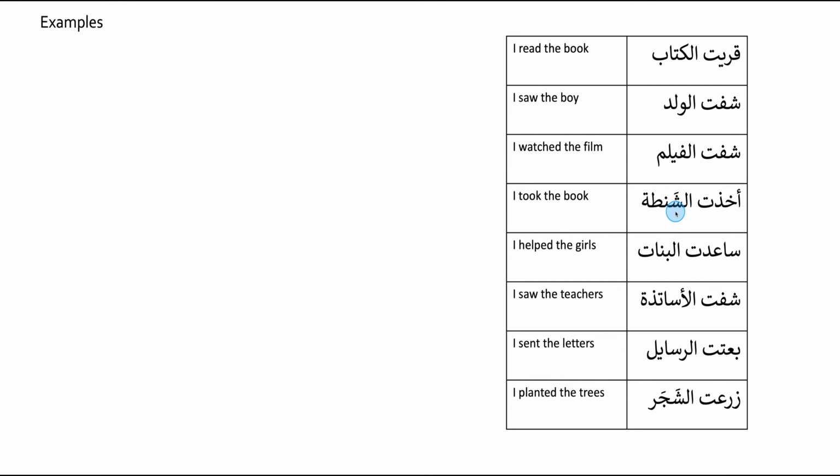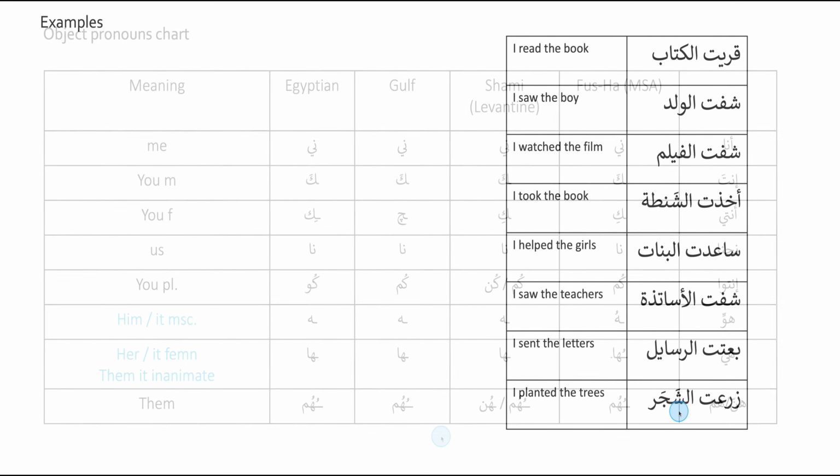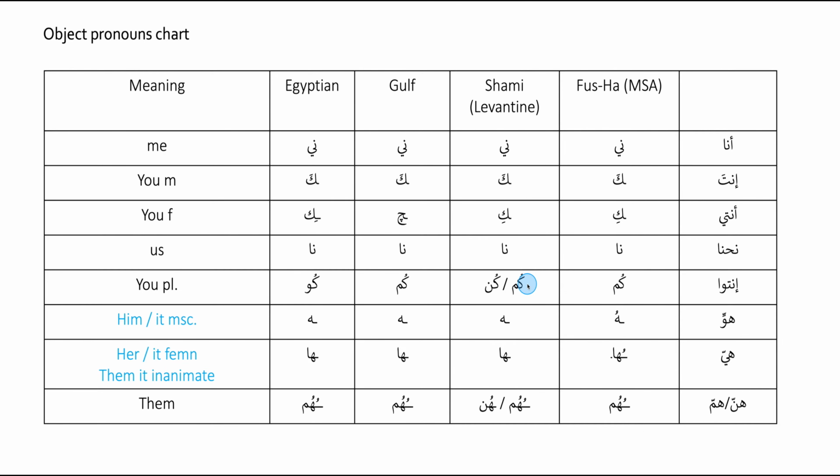Shanta is singular, feminine, inanimate. البنات is plural, human or animate. الأساتذة animate, plural. الرسائل inanimate, plural. الشجر inanimate, plural. So then coming back to this chart and remembering the object pronouns and what they stand for, it becomes really handy.